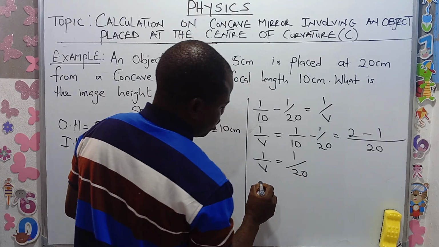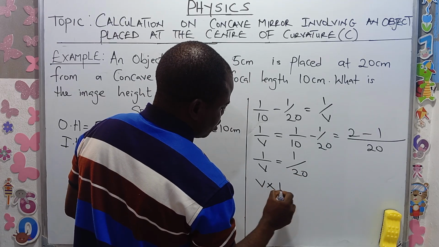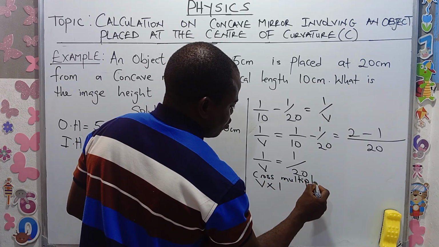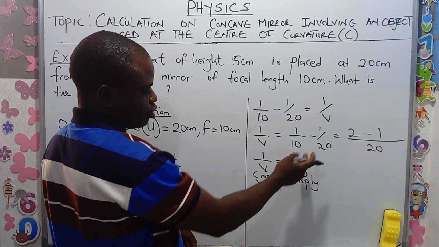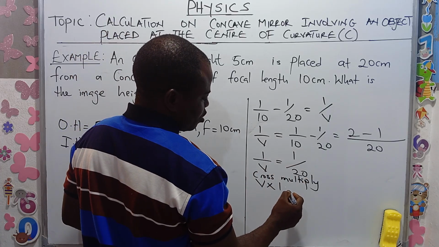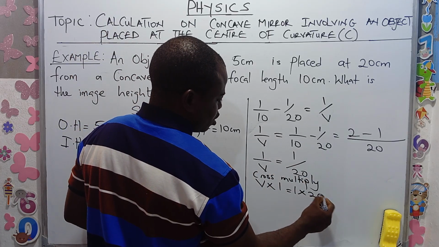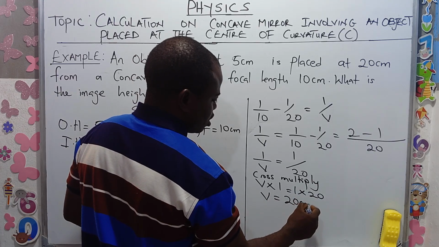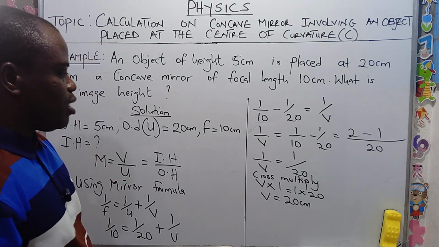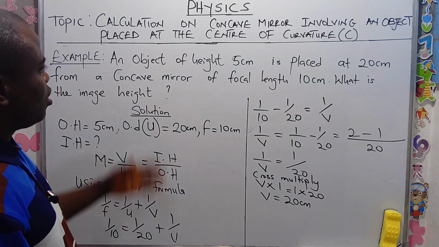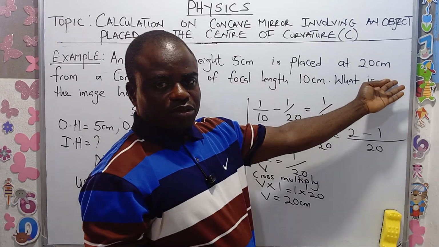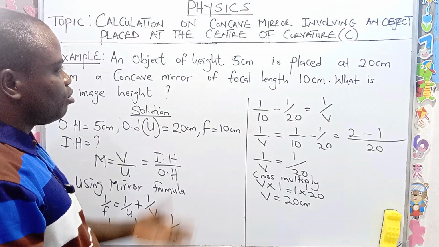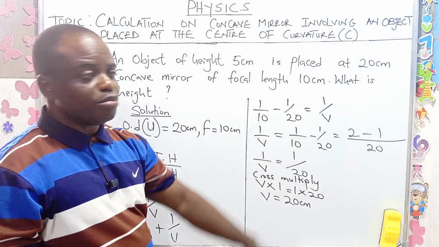You cross multiply, v times 1. When you equate fractions together like this, you cross multiply. v times 1 equals 1 times 20. v times 1, that's v, equals 20 centimeter. Can you see that the image distance is also 20 centimeter, while the object distance is 20 centimeter? That means that the object is placed at the center of curvature because of the same distance from the mirror.